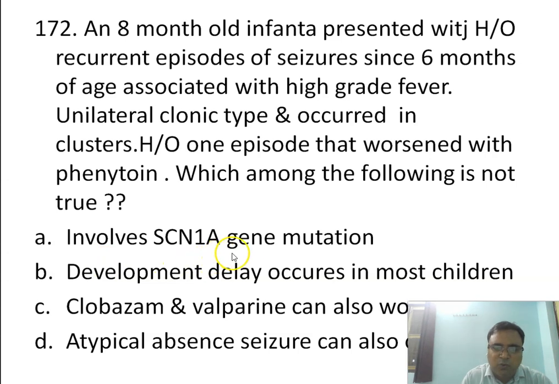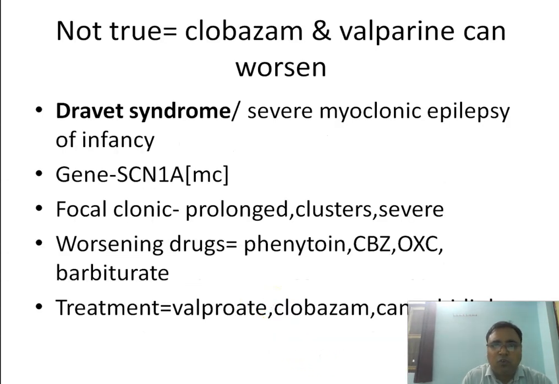It involves SCN1A gene mutation. Is it true or false? Developmental delay occurs in most children. Is it true or false? Clobazam and valparin can also worsen the condition. Is it true or false? Atypical absence seizure can also occur. Here, the answer is not true. Your clobazam and valparin can worsen.